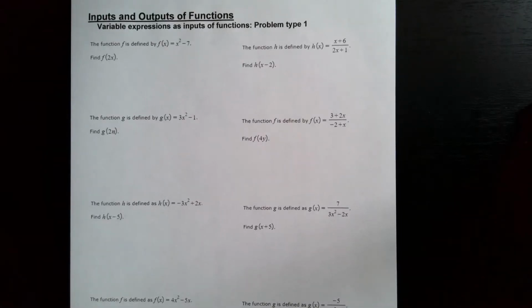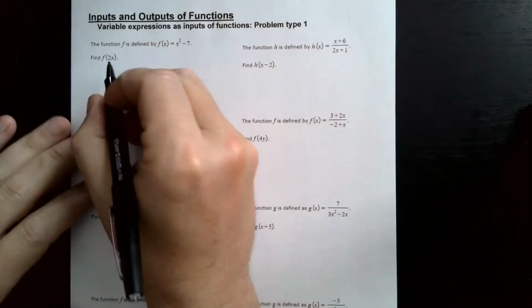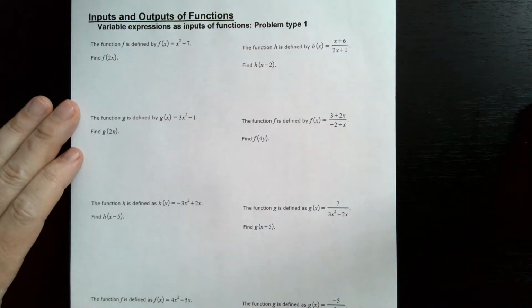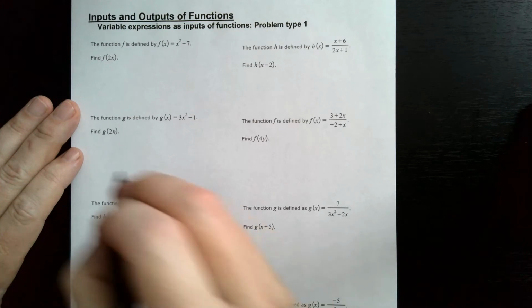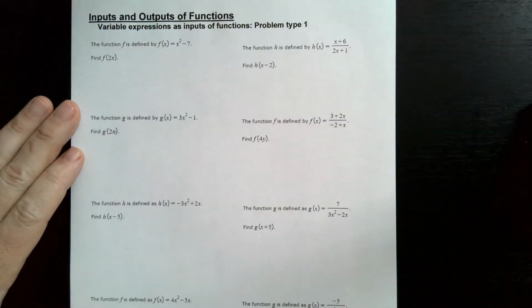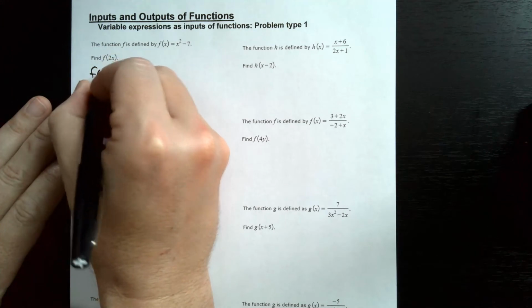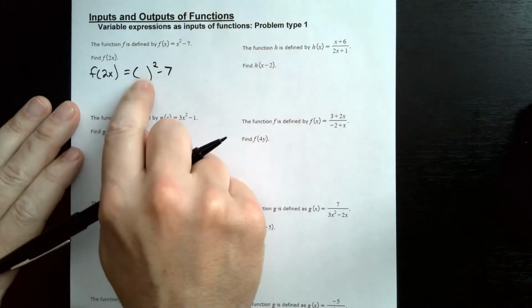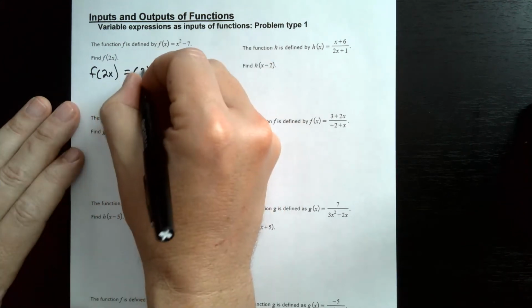In this video, we're going to cover variable expressions as inputs of functions. What that means is that inside the function, where you see f of x, there will be something like a 2x or an x minus 2, or other things as we go through these problems. Everywhere we see an x, we're going to replace it. If the function is x squared minus 7, then f of 2x is going to be parentheses squared minus 7, and inside this parentheses, instead of writing an x, we're going to write a 2x.